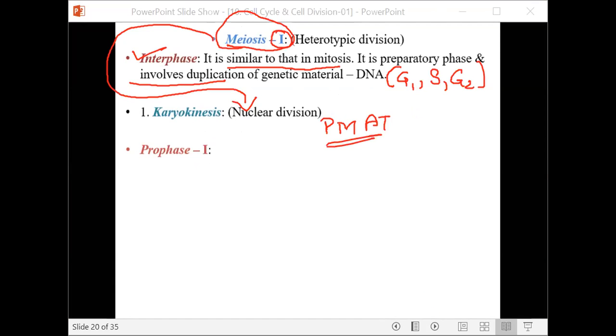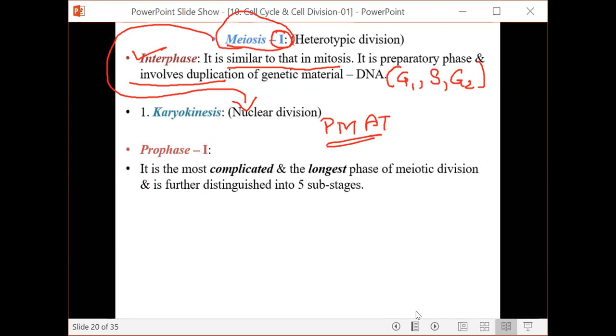Now, what is prophase one? Before it enters, it's preparatory. This prophase one is where all the magic occurs with respect to the meiosis process. This is where the recombination that we talked about occurs, all in this prophase one. This is the most complicated process and the longest phase in the meiotic division.